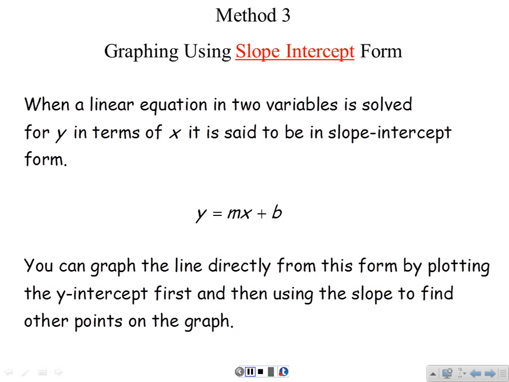Alright, so you can graph the line directly from this form by plotting your y-intercept. So you're going to plot the point y-intercept, and it's going to be on the y-axis. Please do not get that confused. It's going to be on the y-axis. So you're going to plot your y-intercept, and then you're going to use your slope, rise over run, to find another point, and then draw the line between those 2 points.